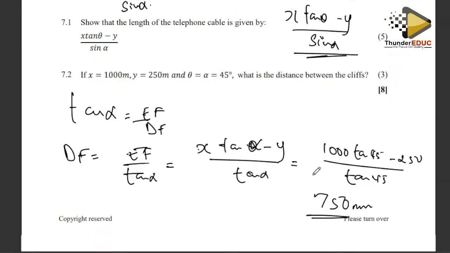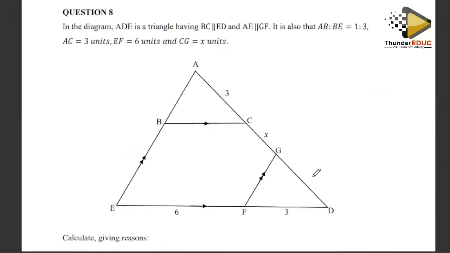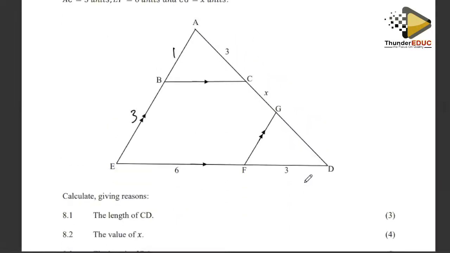Okay, so that is what we would have done with that. Question number 8, which is the Euclidean. Okay, so in the diagram, AD is a triangle that is having BC parallel to ED and AE parallel to that. It's also given that AB to BE is 1:3. Okay. And then AC is 3 units, EF is 6 units, and then CG is X units. They want us to get the length of CD.